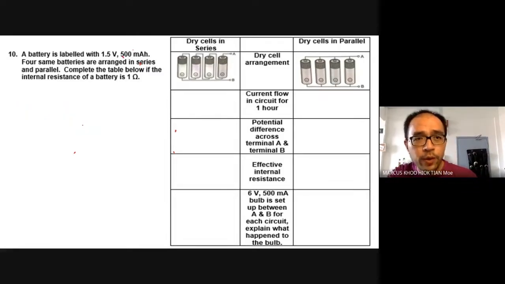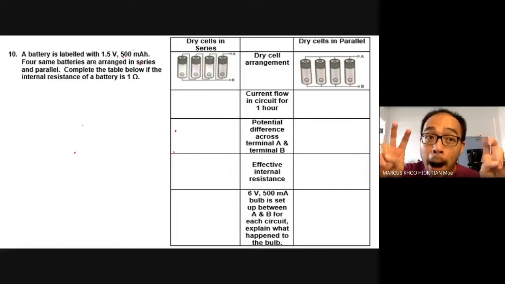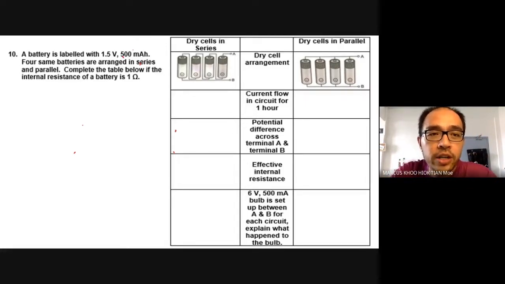Battery labeled with 1.5V, 500 mAh. Four same batteries are arranged in series and then in parallel. Let's talk about it if the internal resistance of the battery is 1 ohm. Let's talk about the current flow in the circuit for 1 hour.